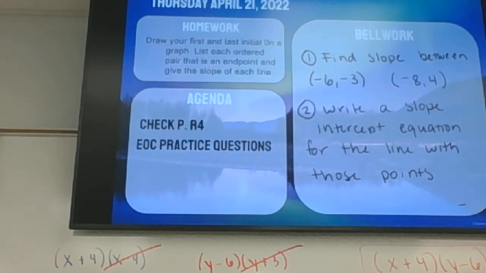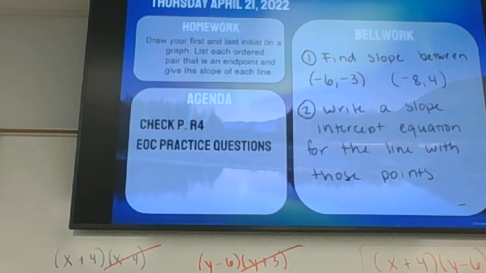Negative 2, comma 6, right? And then I'm also going to say the slope between those points. I went up 1, 2, 3, 4, 5, and I went over 2.